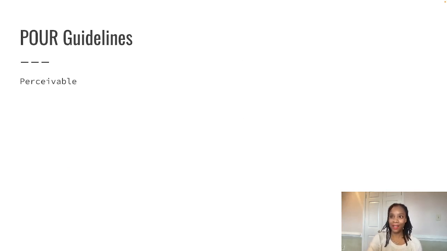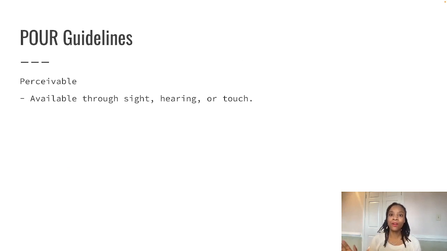In these guidelines, we start with perceivable. Perceivable just means that everything on our webpage is available through sight, hearing, or touch, because those are the primary ways that people will be interacting with your page.